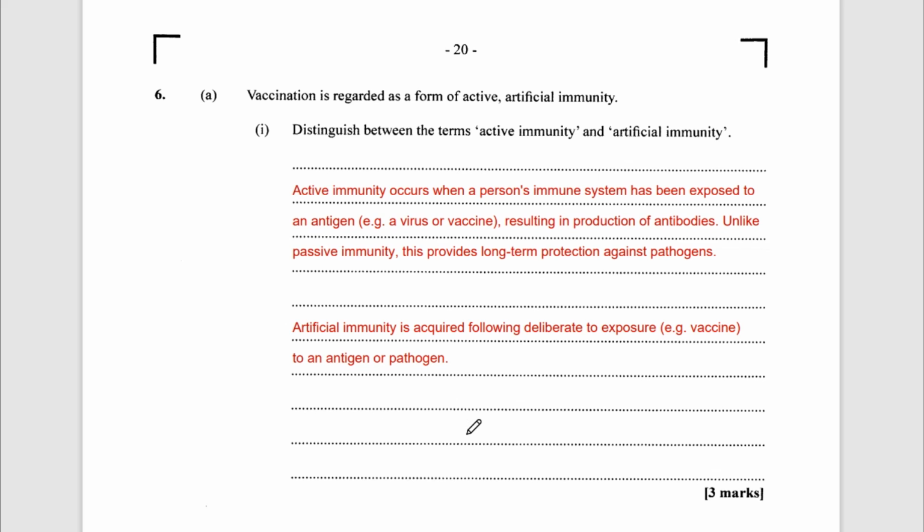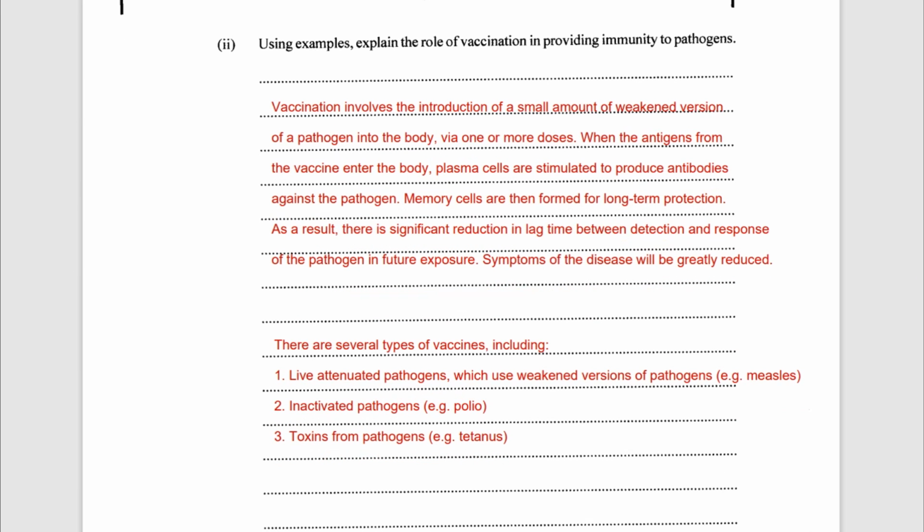So this is not like you're just walking about outside and somebody sneezes on you. This is due to deliberate man-made exposure, right? For example, a vaccine. That's artificial immunity. Now, explain the role of vaccination in providing immunity to pathogens. Vaccination involves the introduction of a small amount of a weakened version of a pathogen into the body. It could also involve just a fragment of the pathogen or even just toxins produced by the pathogen.